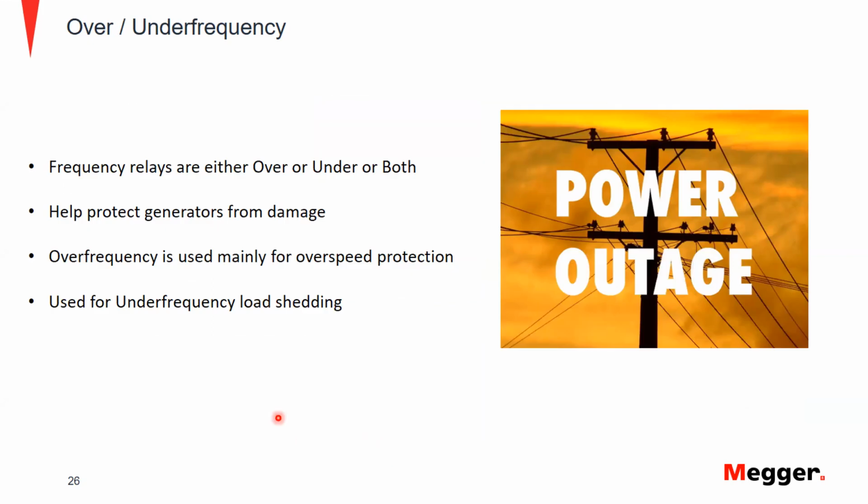Okay, so frequency is a reliable indicator of an overload condition. So the frequency relays are either over or under, or they can be both. So a relay can have both settings.